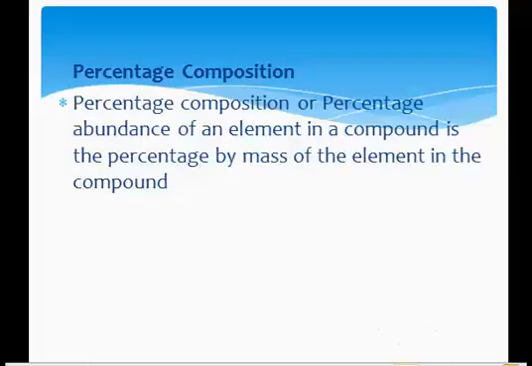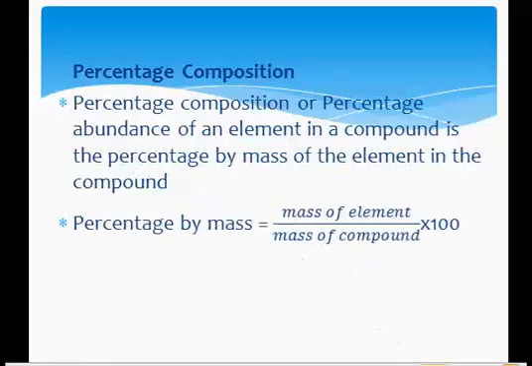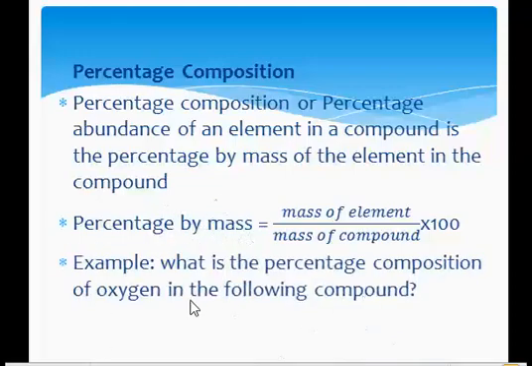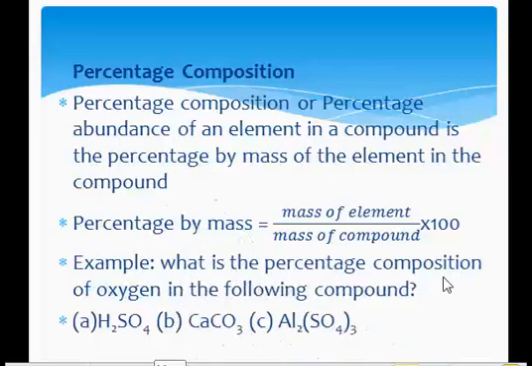I hope that is well understood. So percentage by mass is the mass of that element divided by the mass of the compound times 100. That's what I just illustrated. So let's look at an example. Probably I'll solve this one. We're looking at the percentage composition of oxygen in the following. I've calculated CaCO3. Let's look at this H2SO4.